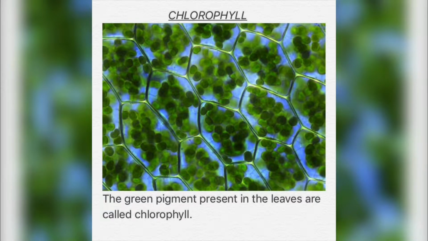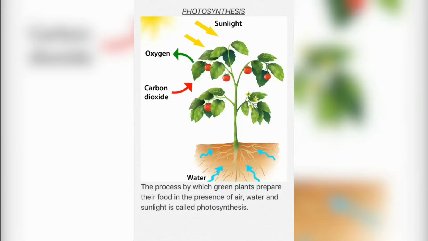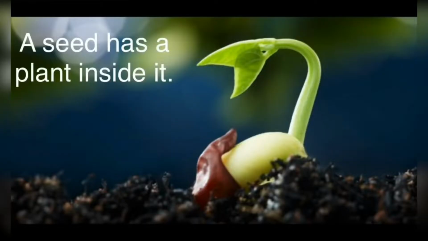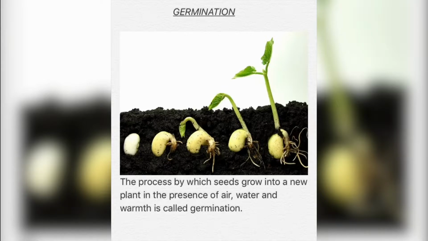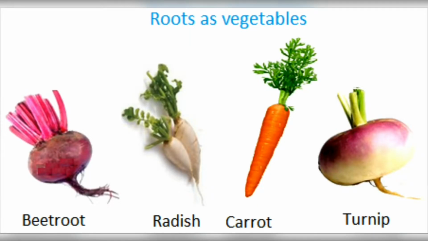Now, with the help of chlorophyll, leaves prepare food for the plants. The process by which green plants prepare their food in the presence of air, water and sunlight is called photosynthesis. A seed has a plant inside it. The process by which seeds grow into a new plant in the presence of air, water and warmth is called germination. Some roots that we eat: beetroot, radish, carrot and turnip.